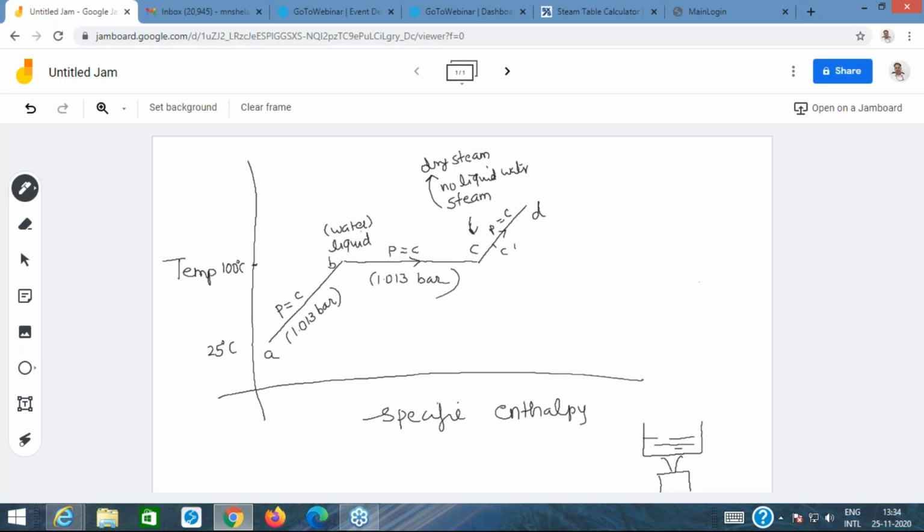Okay, C dash. So how do you describe the state C dash? See, B is liquid water, A is also liquid water, A dash is also liquid water, right? C is dry steam. So what is C dash? Yeah, Neha, you are right. Kamlesh, you are right. Jay, you are right. C dash is a superheated steam, right? So the process C to D is also sensible heating.